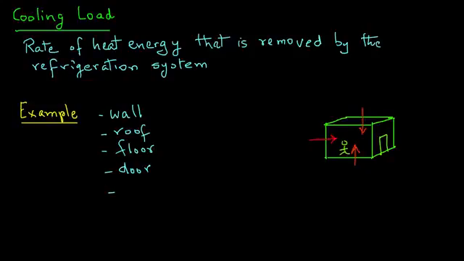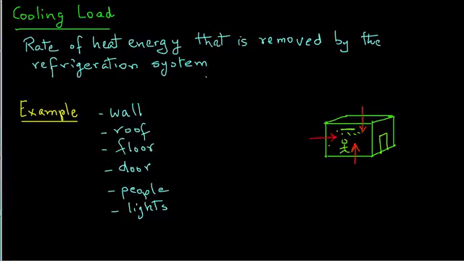And if there are people inside, of course, people are also generating heat. So we have to consider what's the amount of heat generated by the number of people that are inside. And also if there are lights present in the room, and if you are operating any machinery in the room, that will also generate a certain amount of heat. If this room is used for storing fresh products, such as fruits and vegetables, then we must also consider the amount of heat generated due to heat of respiration.